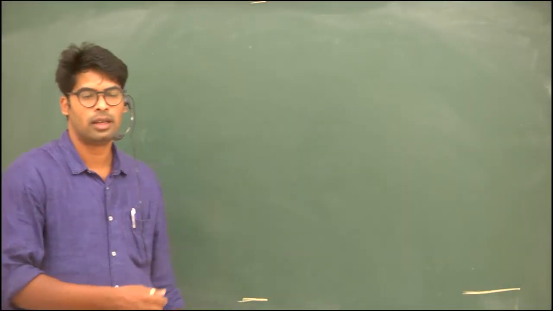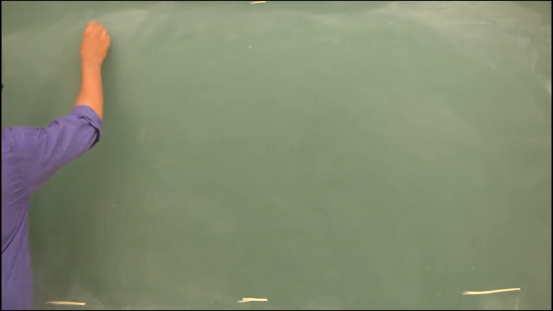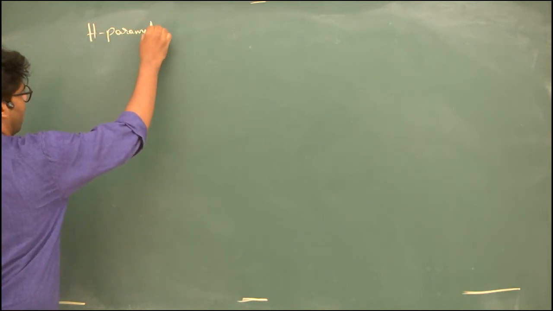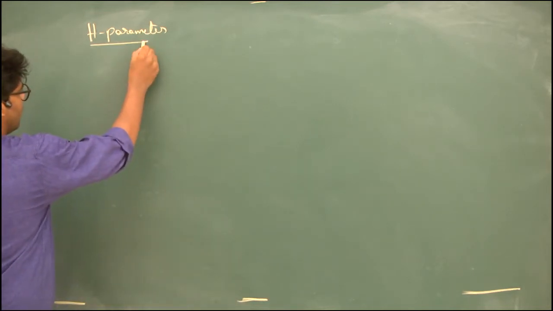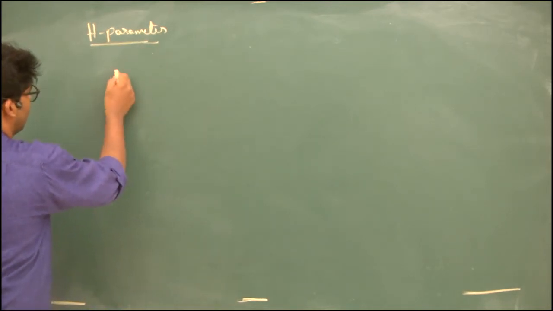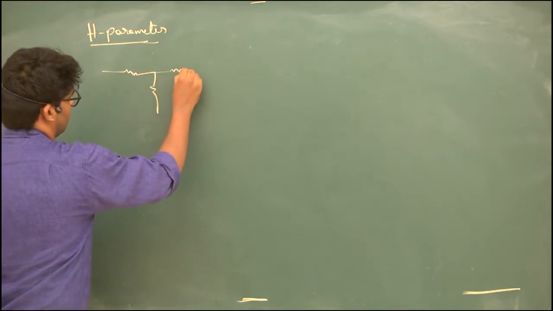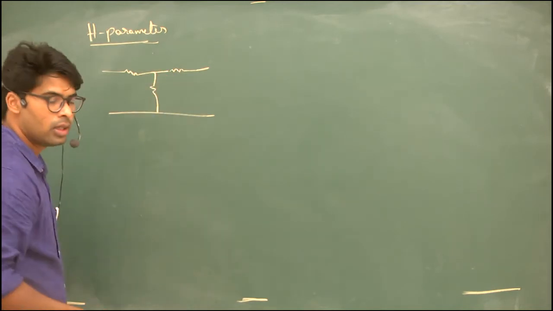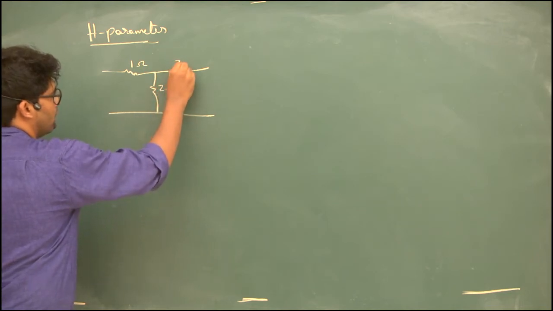Welcome back, guys. In this class we'll deal with solving h parameters for a circuit. Let us take a T network. For solving these h parameters, I am taking the T network, and in the T network, let us say the resistors are 1 ohm, 2 ohm and 3 ohm.